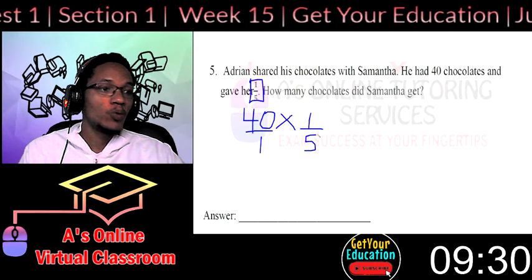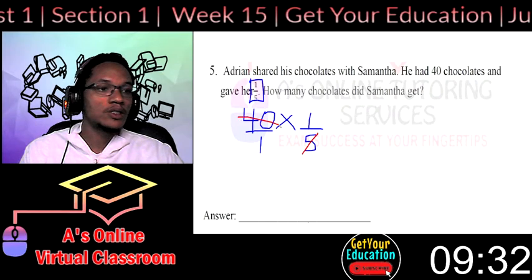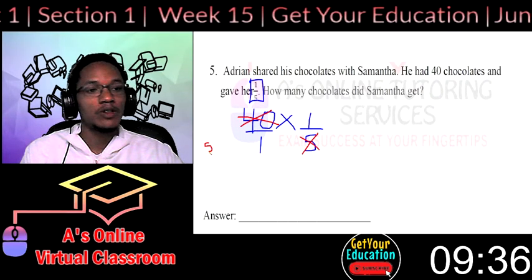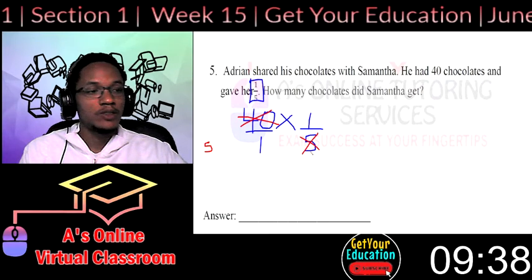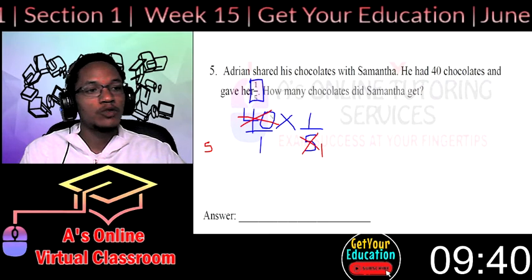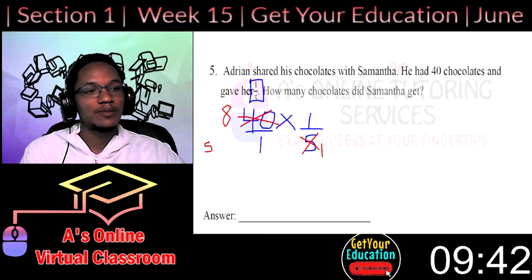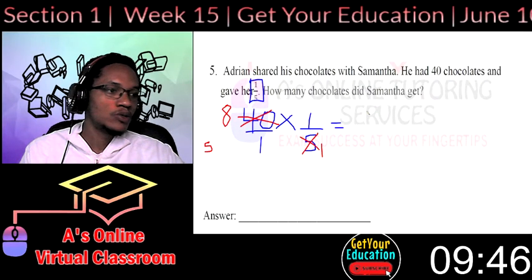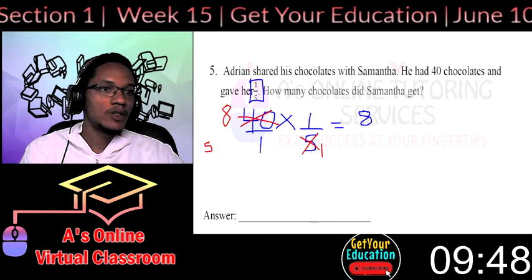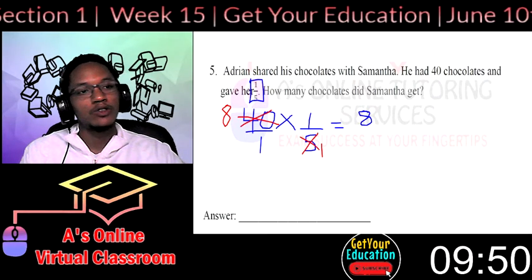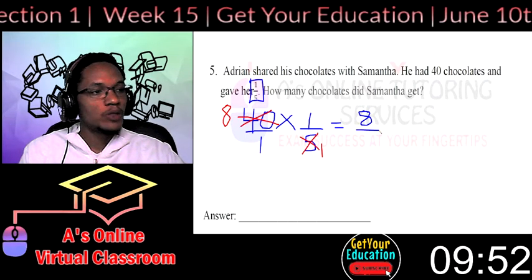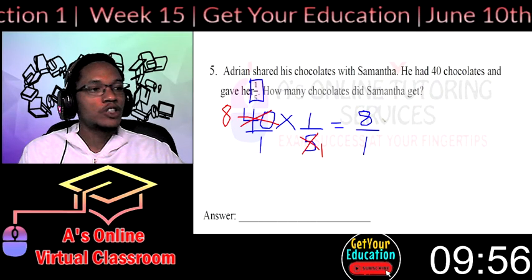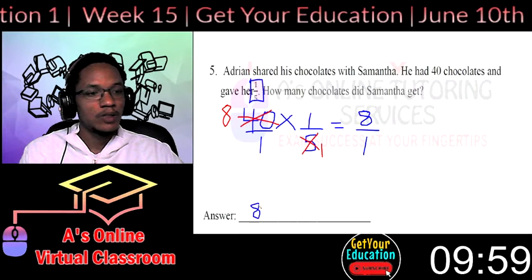So when we find a fraction of the total, we multiply, and the game in multiplying is reduce then multiply. So we know that these two numbers can be reduced using 5, because we know 5 times tables. 5 into 5 is 1, 5 into 40 is 8. So we're gonna get 8 times 1 on top, which is 8. This 5 is not a part of it, that was what we used to reduce. And 1 times 1 below, which is 1. So how many chocolates did Samantha get? Well, she got 8 chocolates.